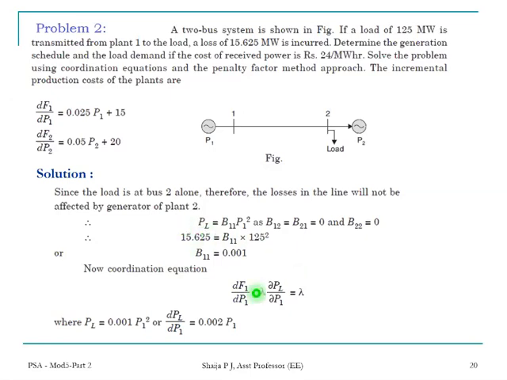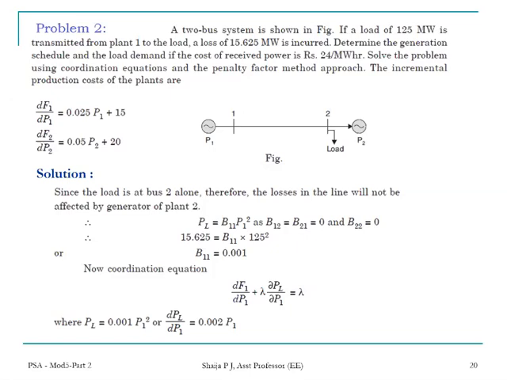Now the coordination equation, you know, dF1 by dP1 plus lambda into dPL by dP1 is equal to lambda. In that equation, you substitute for this. Okay, so the equation for PL was PL is equal to B11 P1 square. So that is 0.001 P1 square. From this, you can find dou PL by dou P1. So dPL by dP1 is 2 into 0.001 P1, that is 0.002 P1. And substitute it in this equation.